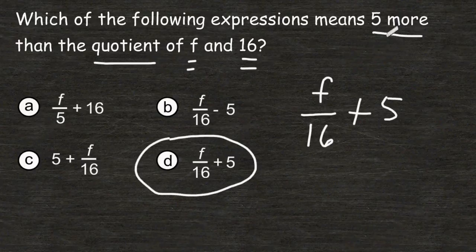And we could have determined right away, just by seeing the words 5 more, that it had to be choice D, because that's the only choice that has plus 5 written at the end of the expression.